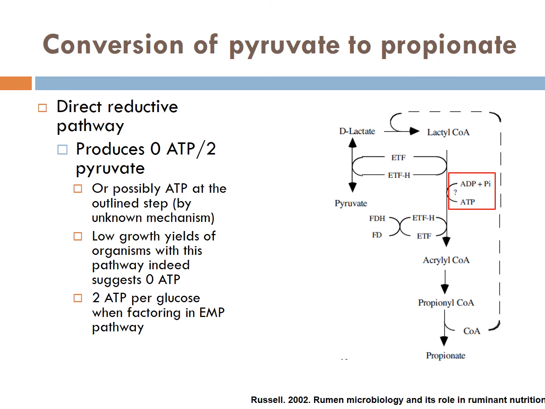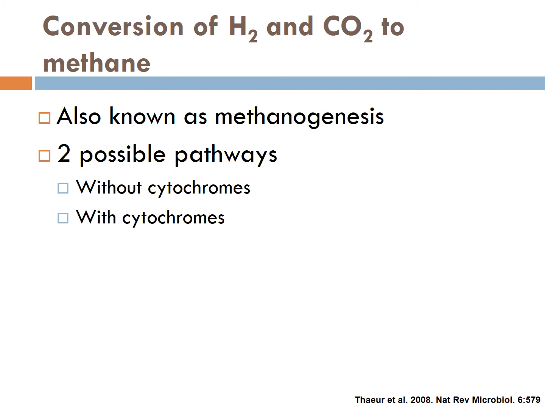If no ATP are yielded, then 2 ATP are formed per glucose when factoring in the EMP pathway, the only source of ATP. We've now finished fermentations that are carried out by bacteria. We'll shift our focus to methanogenesis, which is carried out by methanogens. During methanogenesis, hydrogen and CO2 are converted to methane.